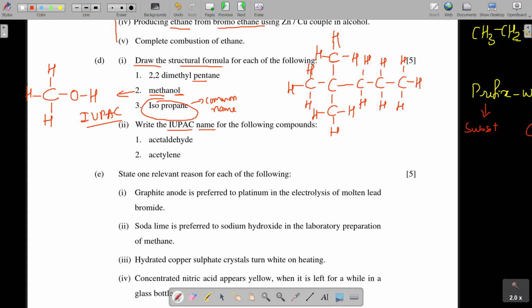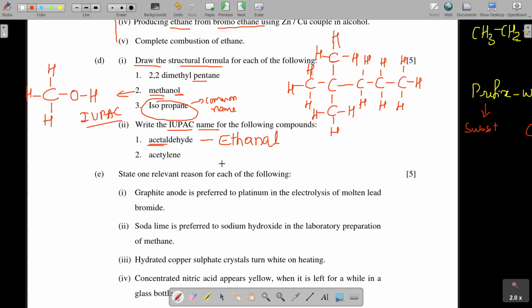Write the IUPAC name for the following. Again, you can see here they have given you common names. Acetaldehyde. Acet in common name is 2 carbons, and aldehyde means it has an aldehyde group. So they are asking you to write the IUPAC name. 2 carbons means eth, all single bonds is AN, and aldehyde is AL, so ethanal. Remember, AL and OL will be confusing. Okay, always write them separately.